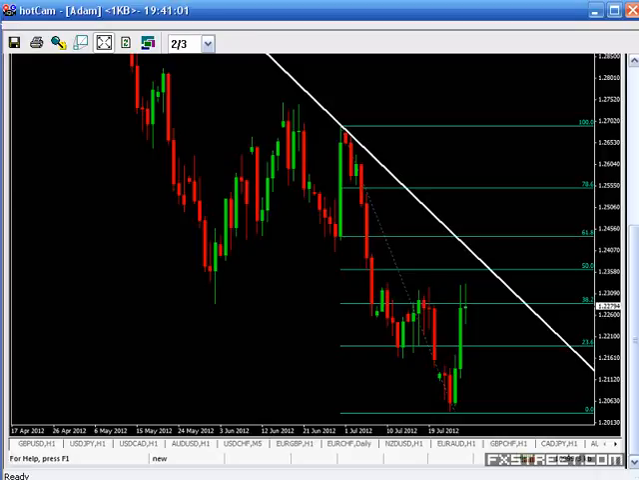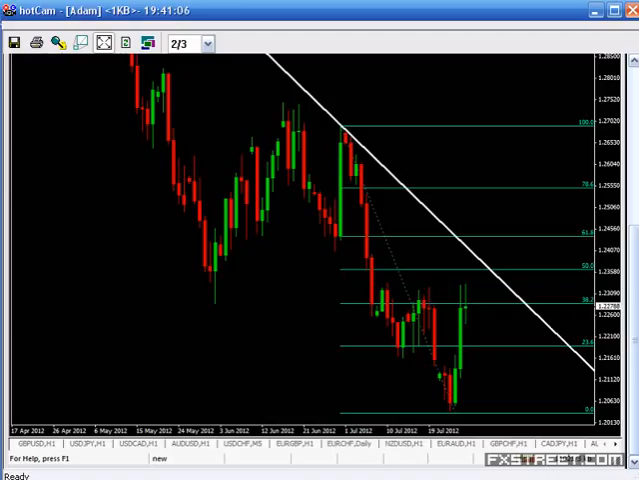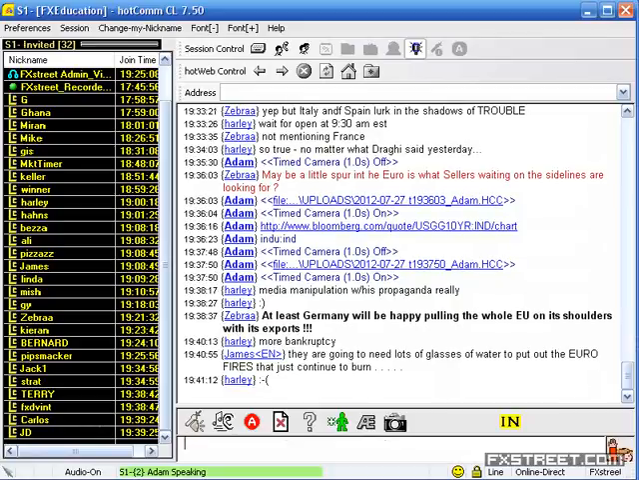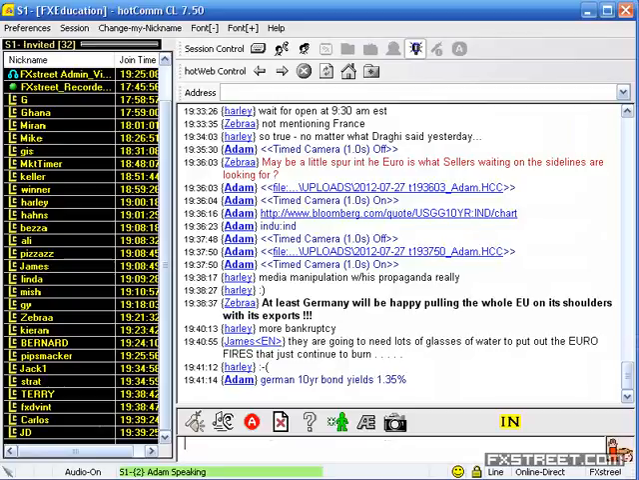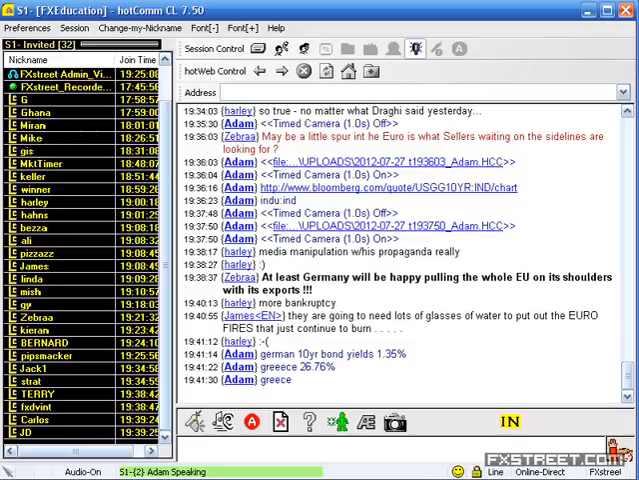1.35%. Greek bond yields, GGG, 26%. German 10-year, these are all 10-year bonds. German bond yields right now 1.35%. Greece, we're talking 26.76%. The difference between the two, the German to Greece spread, is the difference in our expectations that they'll pay their investors back.